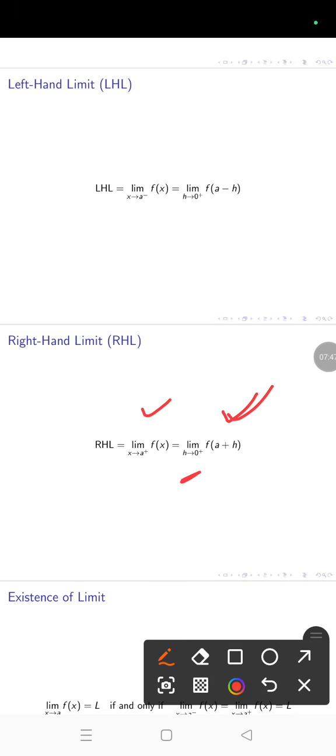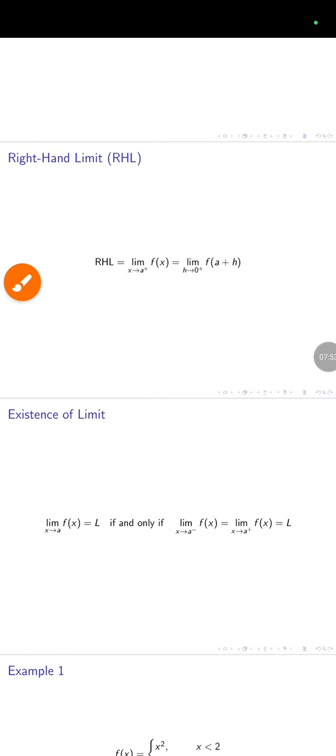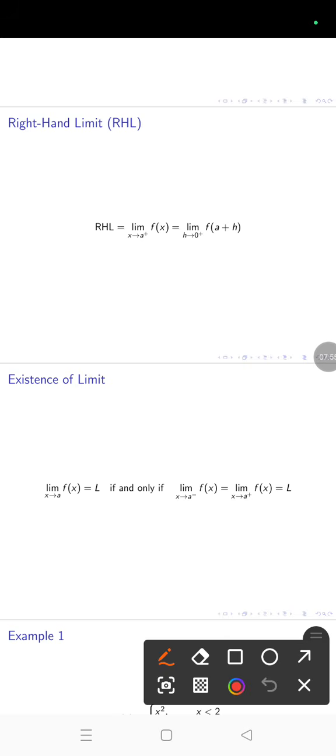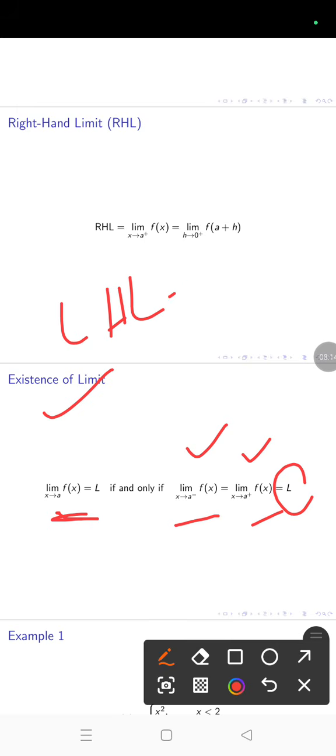Understood? Now, for the existence of the limit, your left hand limit (LHL) and your right hand limit (RHL) should be equal. If the values of LHL and RHL are equal to L, then your limit of f(x) is equal to L. So for the existence of limit, your LHL should be equal to RHL.